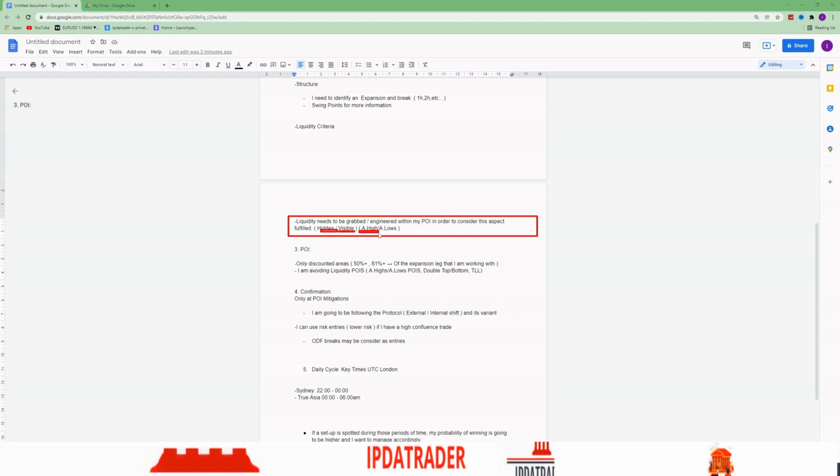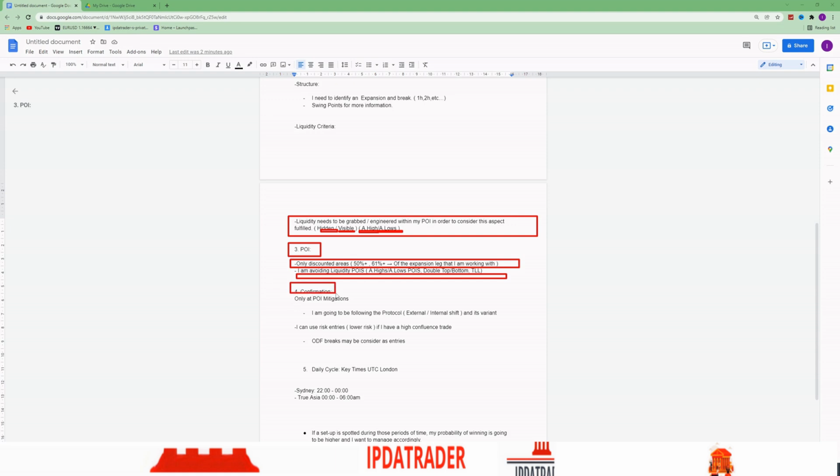And I'm going to favor Asia highs and lows because those are extremely powerful liquidity pools. In terms of POIs, only discounted areas, right? You can work with 50% plus, 61% plus, whatever you want to do. And I'm avoiding liquidity points of interest. This is crucial. Asia highs and lows, POIs, double tops, double bottoms, trendline liquidity. You guys know it all already.